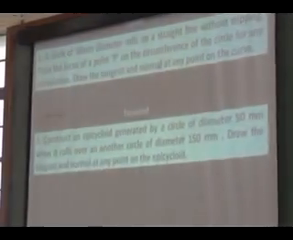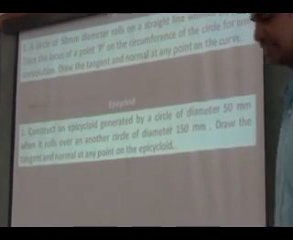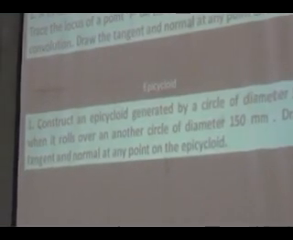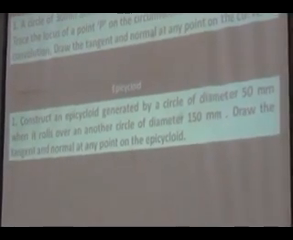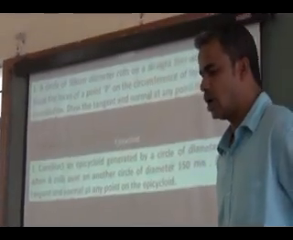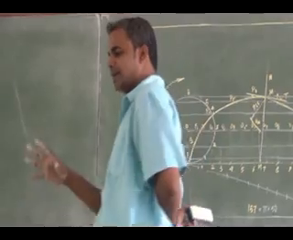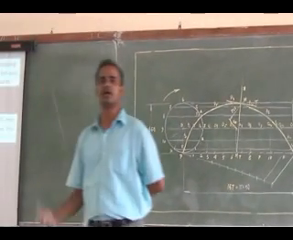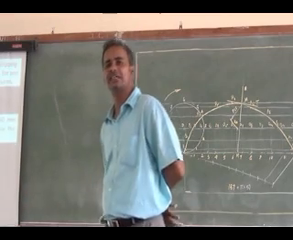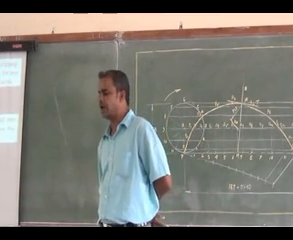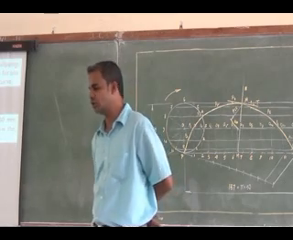How to construct an epicycloid? Take the problem. Quickly note it down. Construct an epicycloid generated by a circle of diameter 50 mm, when it rolls over another circle of diameter 150 mm. Now an epicycloid will have a base circle and a rolling circle. Base circle diameter is 150 mm, rolling circle diameter is 50 mm. And draw the tangent and normal at any point on the epicycloid.